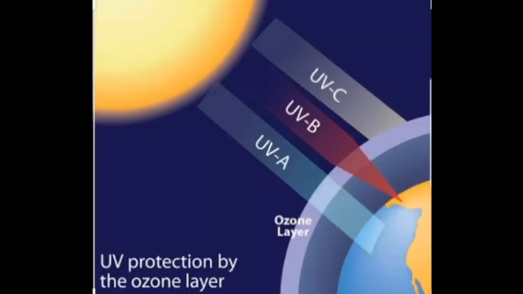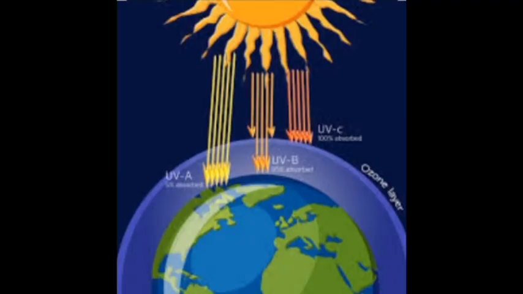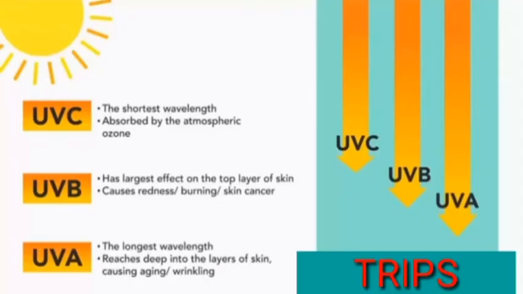The lower part of the stratosphere has a concentration of ozone, O3, which protects the earth from the harmful ultraviolet rays of the sun. Now let us discuss more about the UV rays, ultraviolet rays of the sun, and about the ozone layer in detail. Children, now let's know more about the UV rays, that is ultraviolet rays.